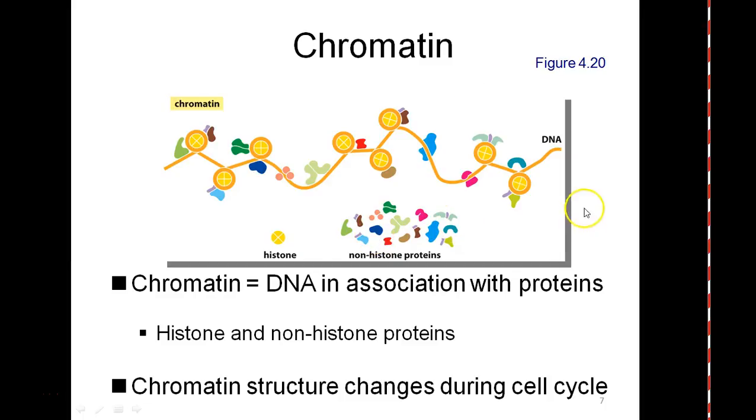So this is, again, a very simple model showing a chromatin structure. Chromatin, by definition, is DNA associated with proteins. And we can distinguish two main categories of proteins. Those are histone proteins. You can see here histone proteins that are the key components of the nucleosomes, shown here in yellow. And we have a huge variety of additional non-histone proteins, and those are also very important.